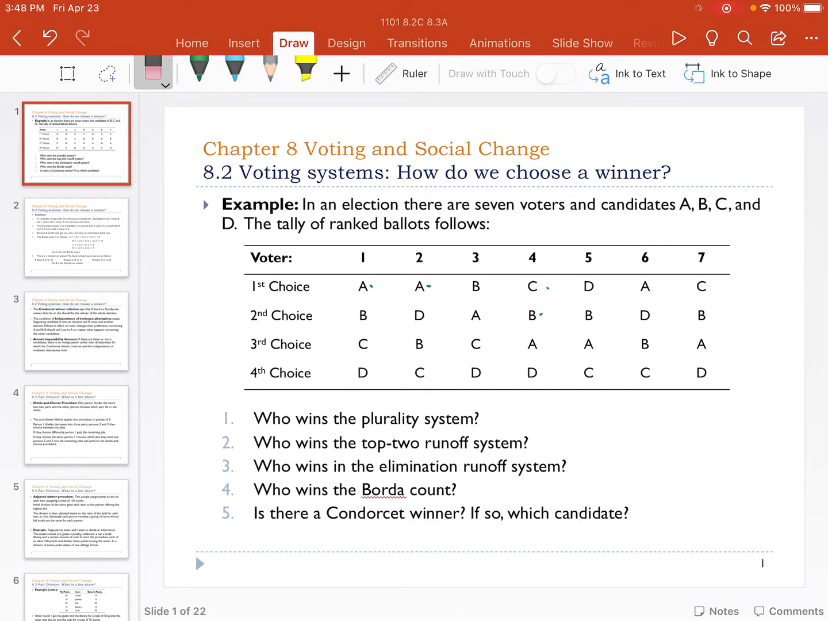So if I can get this pen to work. For some reason it doesn't want to kick in. Not sure why that is. Oh yeah, because I have to hit draw. I had it on erase.